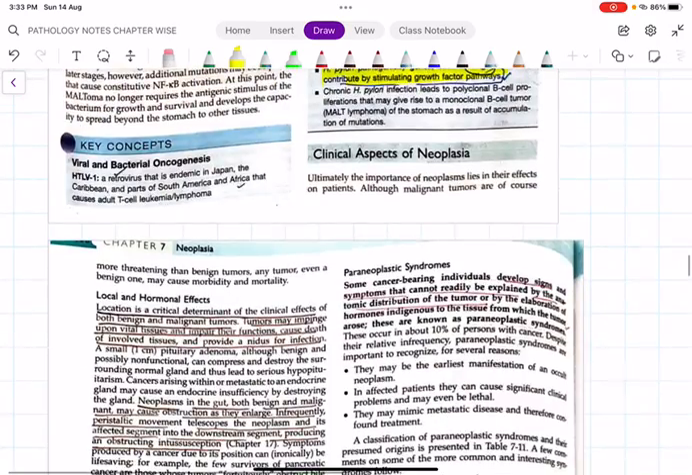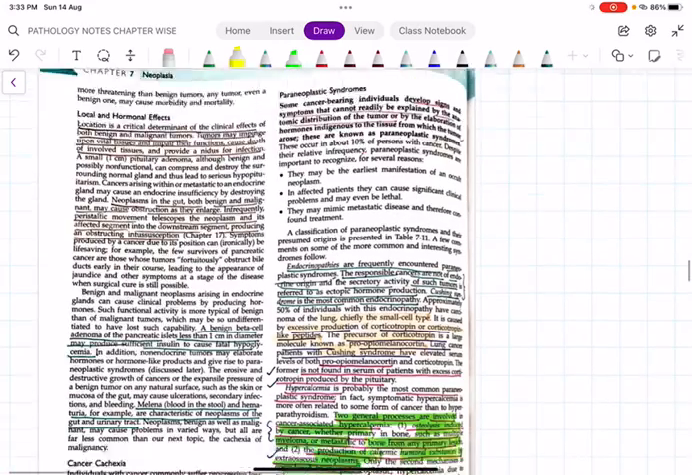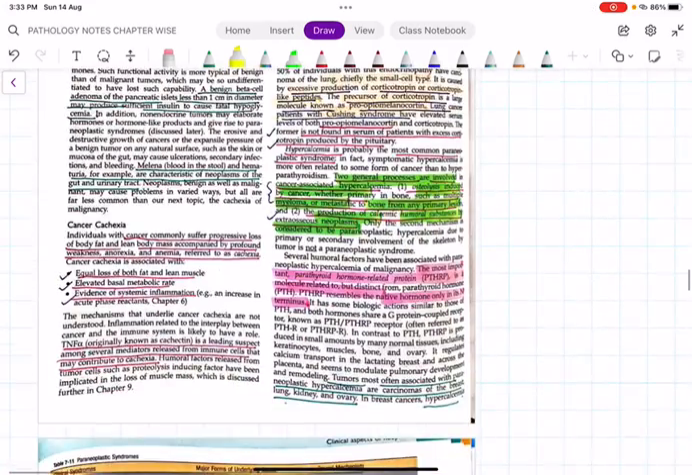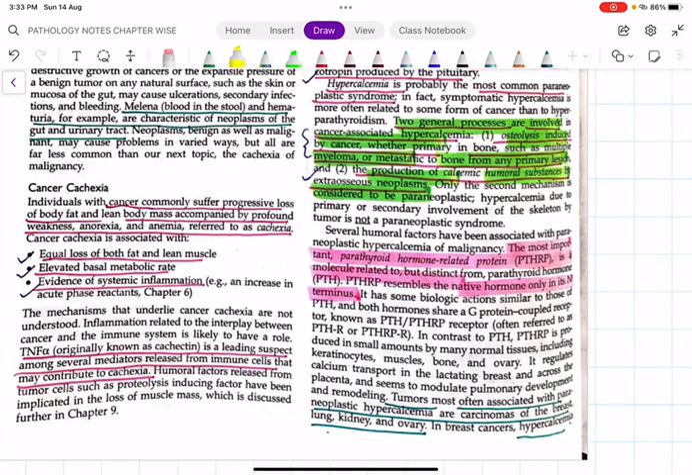Coming to the clinical aspects of neoplasia. What is the most important point? What I have to remember is cancer cachexia. Individuals with cancer suffer progressive loss of body fat and lean body mass. There will be profound weakness of the body, anorexia, anemia. All this is what we call cancer cachexia. The most important mediator that is responsible for cancer cachexia is TNF alpha. Very, very important point.